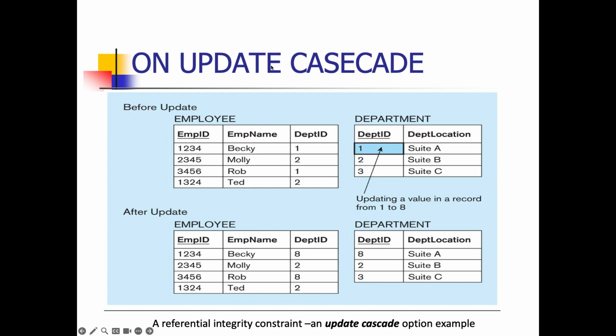So if it's update cascade, it means that whatever update you have here should be reflected in the other table too, okay? Do you have any questions? So we are done for today.